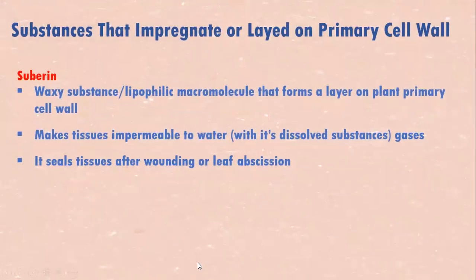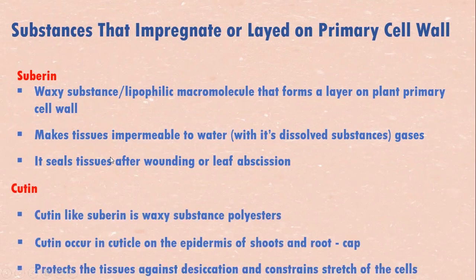Then you have suberin, which is also another substance that impregnates cell walls. It's a waxy layer that is laid on the primary cell wall. It makes the tissues impermeable to water and gases. Also, it seals tissue after wounding or leaf fall, that is, leaf abscission.